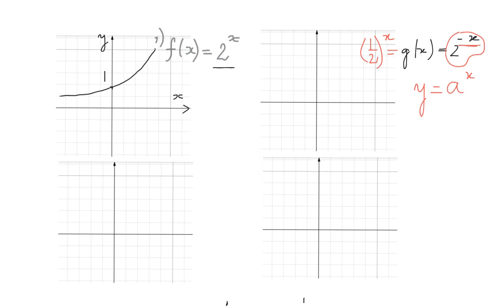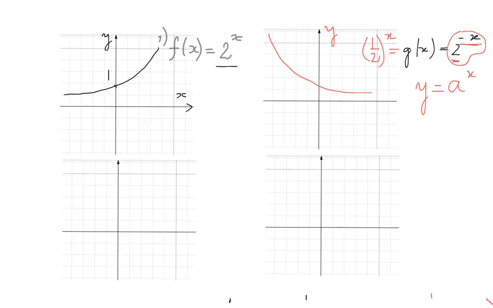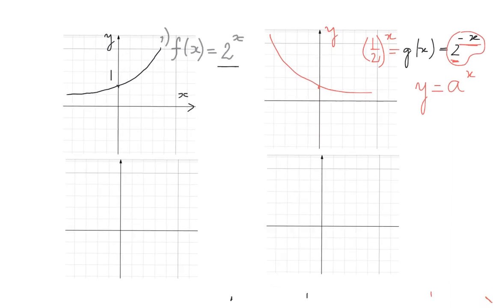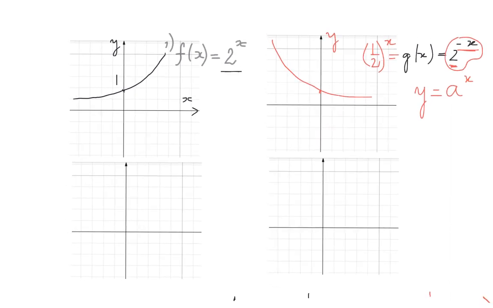Not a base 2, but base half, which means that I'm looking at a decreasing exponential function, which has also a y-cut of 1. So it's a y-cut 1, like the previous one, but it is now a decreasing exponential function. What do the two functions have in common?